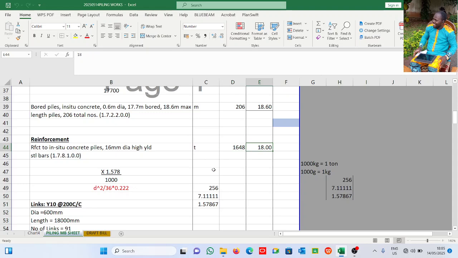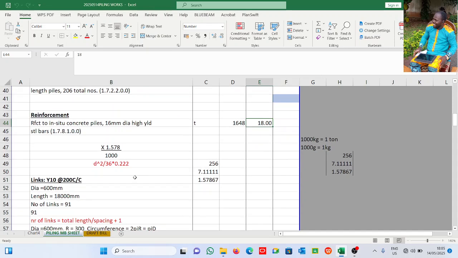That is the reinforcement for that. Now we'll go to the links. Okay, I explained something here. I said for us to convert to tons, we have to multiply by the weight in kg per meter of the 16 mm reinforcement.